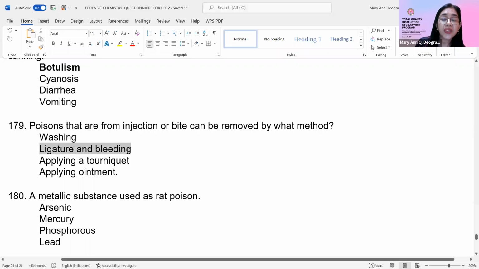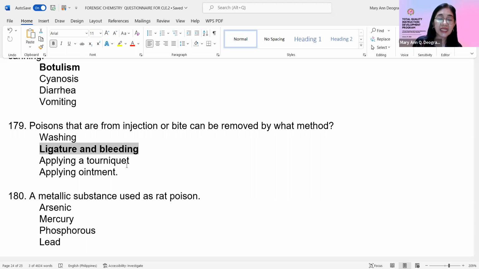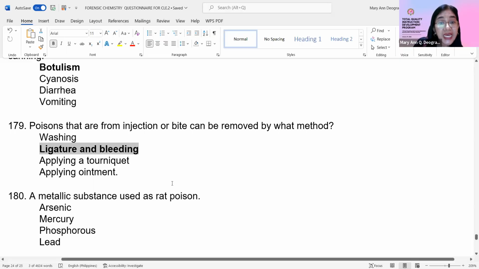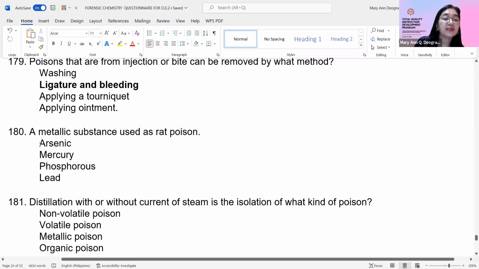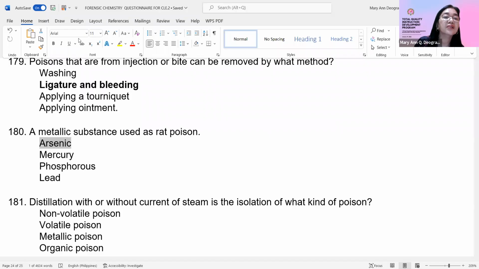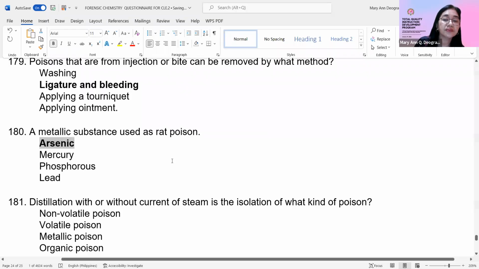Pero kung when the poisons are from injection or bite, what is the method to prevent it from spreading? It is the tourniquet. Tatalian, halimbawa, nakagat ng aso sa baba, no? So you have to tie a band, a restricting band or a tourniquet to prevent the immediate spread of the poison. Pero kung removing is the ligature and bleeding. Kaya basahin nyo maigi yung question. Rat poison, that's arsenic. Okay. Oh, marami na tong questionnaire na to.